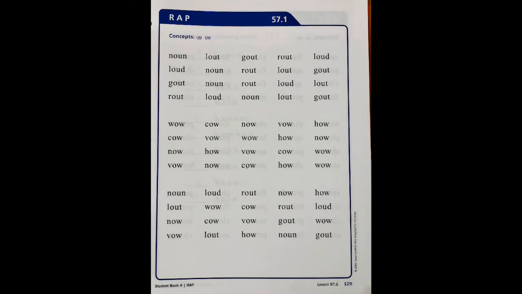So this is what we call a rap page. It usually is taking the rule that we've learned and practicing it in different words. This is where we practice I do, we do, you do. So I would read the first line, and then they would echo, and then they would read.